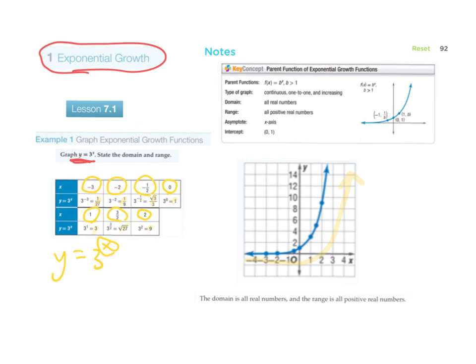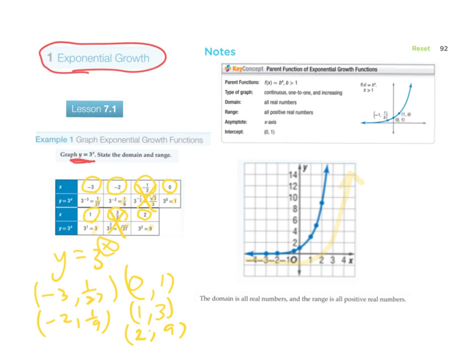Now, if we plot those points, we have -3 and 1/27, which is a really small decimal. Then we have a -2 and 1/9, which is not as small a number. I'm not going to do the exponent one. But if we do 0, we have 1. That one's a pretty easy number to graph. Then we have a 1, and it's the 3. That's our y value. I'm not going to do this radical, but if I go 2, we get 9.